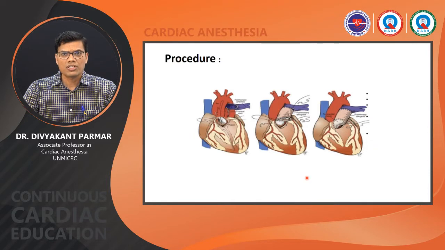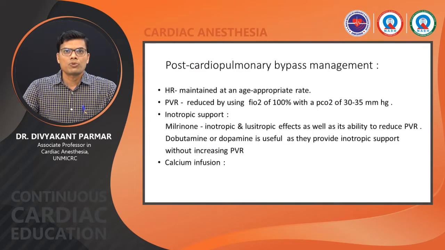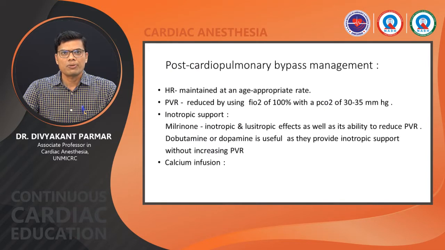The size of the conduit may vary from 8 mm to 16 mm according to the child's weight and age. Coming to the post CPB management, while coming off bypass, heart rate should be maintained at an age appropriate rate. PVR is reduced by using FiO2 of 100% with a pCO2 of 30 to 35 mm of mercury.